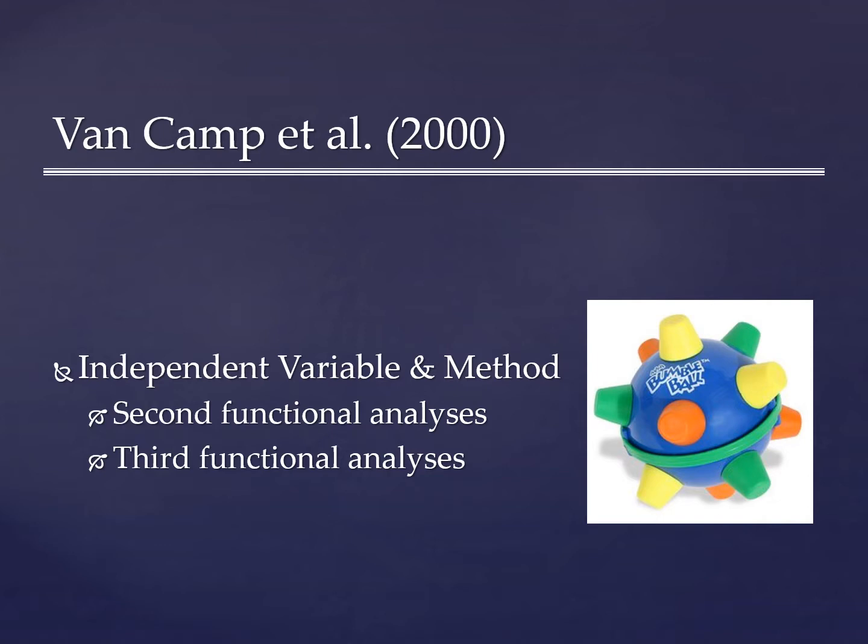For Timon, further extended alone conditions were conducted in order to determine whether the behavior was maintained by automatic reinforcement. In one condition, a toy, specifically a bumble ball, was present. In the other, it was not. It was found that the behavior only occurred in the presence of the bumble ball. There was also then a second and third functional analysis for each participant. Let's go through them one by one.